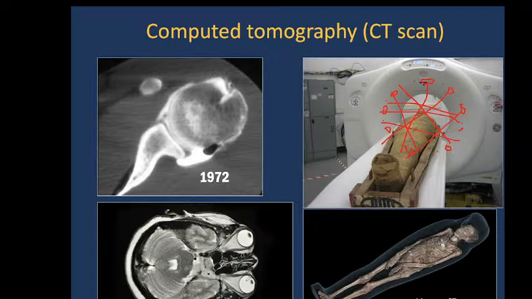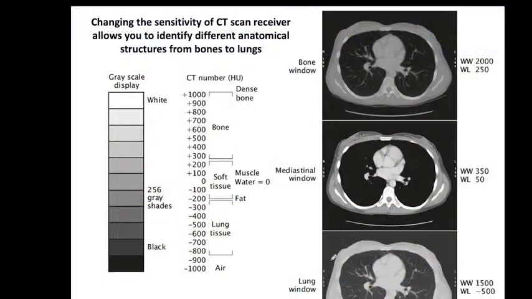This is the CT scan, and it looks like a section through the body, and such a section is mostly in the horizontal plane, but a modern computer can also produce other planes. By changing the sensitivity of the receivers of the CT scan, we have the opportunity to identify different anatomical structures, from bones here to the lungs.